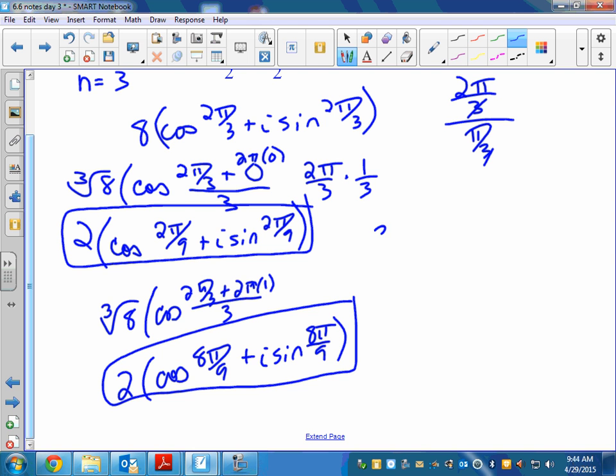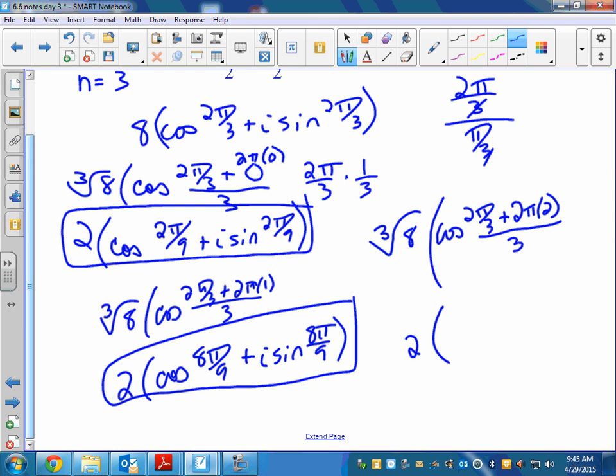Third one, and it's still 3, and now I'm going to do cosine of 2 pi thirds plus 2 pi times 2, because now k is 2, divided by 3. So it'll be 4 pi. So 4 pi plus 2 pi thirds would be 14 pi ninths when I divide by 3. Here's what I want to show you about this.